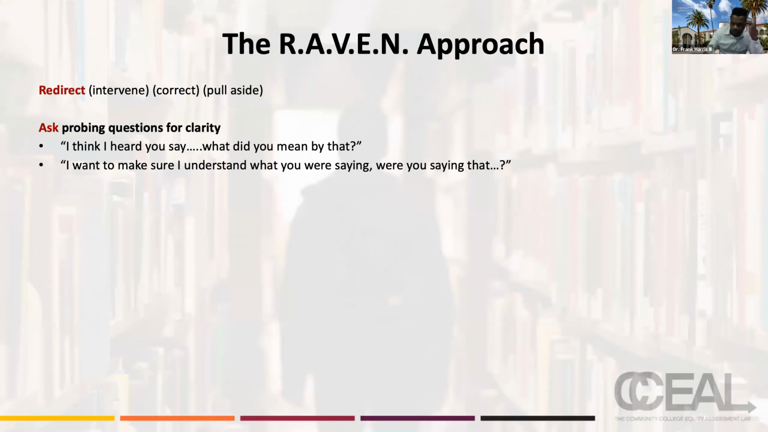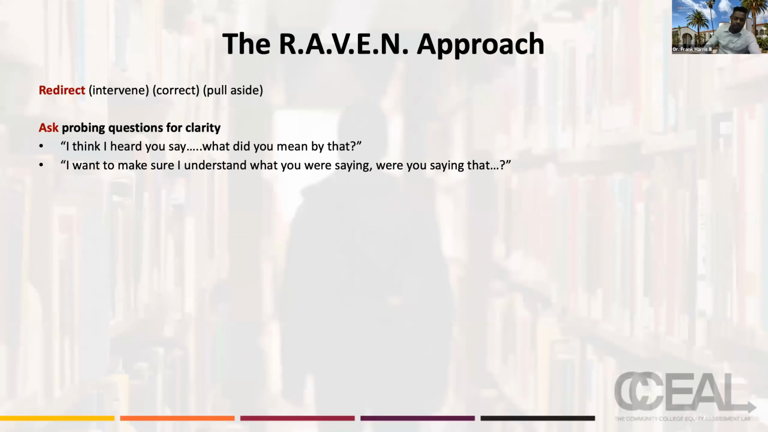And there's another point on why this step is important. You want to give the person a chance to clarify what they may have said. Sometimes we may misunderstand or misinterpret something that we've heard, and this step provides an opportunity to seek clarity.